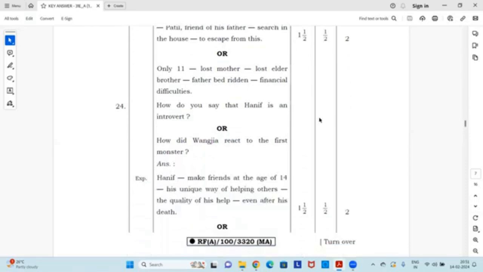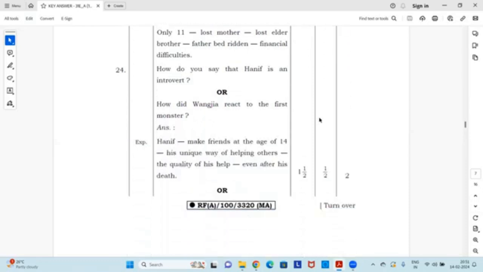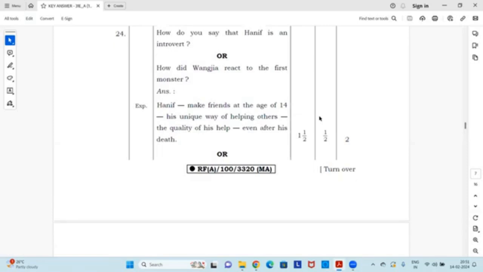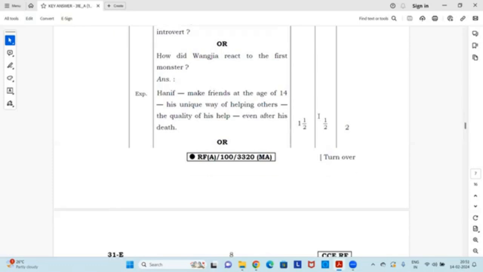Okay, moving to the 24th question. How do you say that Hanif is an introvert? Or again, one more optional question. How did Wangjia react to the first monster? So let's see the first question, Hanif's question. Hanif made friends at the age of 14. His unique way of helping others, the quality of his help even after his death. So these are the qualities of Hanif. This is how you develop the answer with the points.